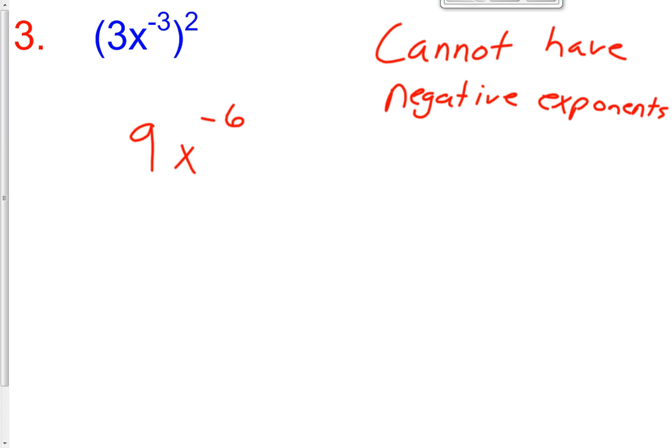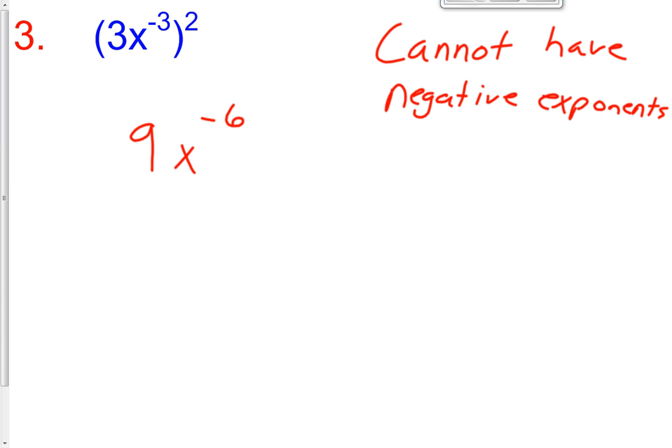So if we can't have negative exponents, class, the way that we get rid of the negative exponents is if they're in the numerator, you bring them to the denominator, and that makes the exponent positive. Or if it's in the denominator, you move it to the numerator, and that makes the exponent positive. So wherever it is, if it's upstairs, bring it downstairs. If it's downstairs, bring it upstairs.